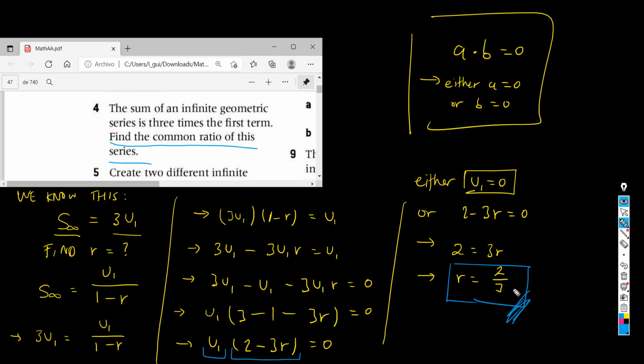Now, if you want to confirm, then just substitute everything. If you substitute 2/3 into, wait, okay, let me erase everything right now. I don't need all the stuff. So we found that the ratio is equal to 2/3. This was the finding.